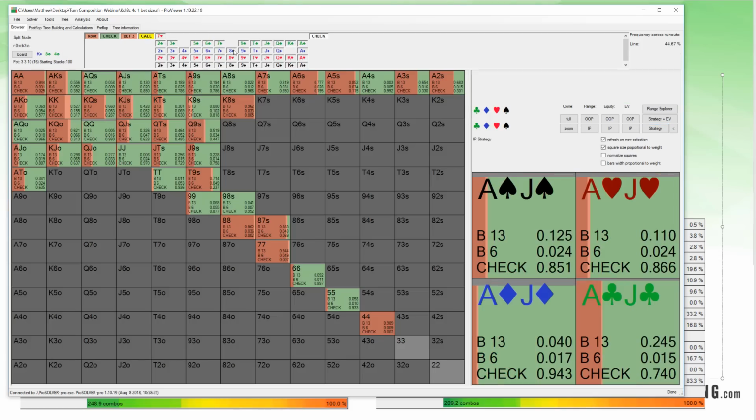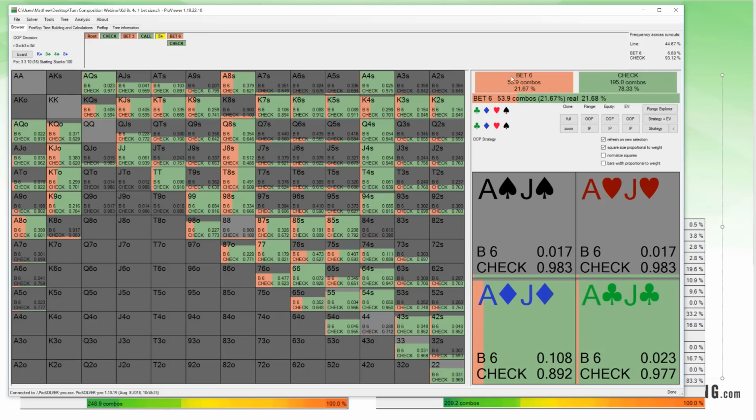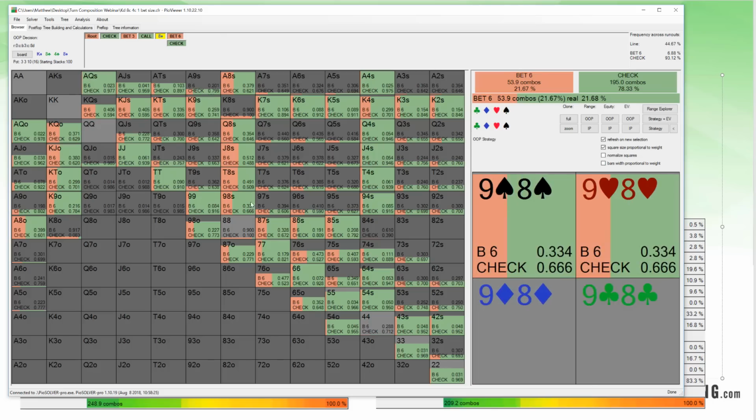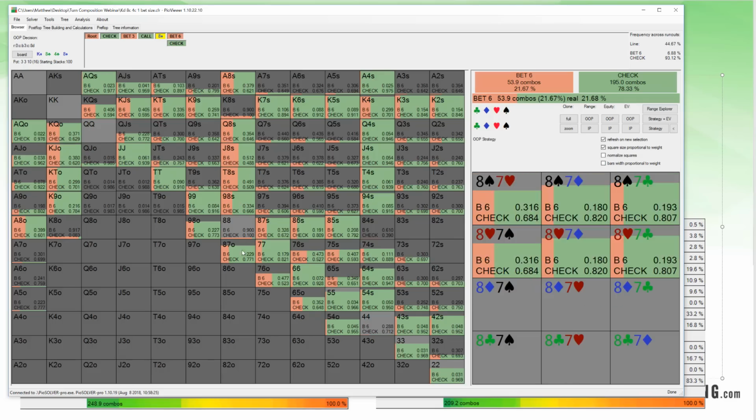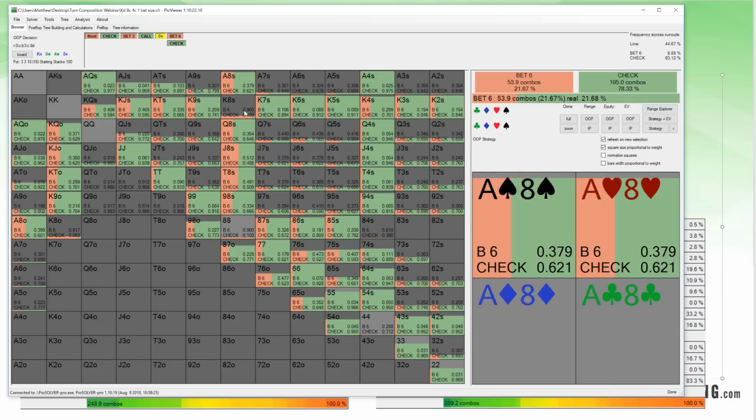Call the 8 of diamonds. And now you can see it's still not a huge leading range, but he has a 22% leading range here. And he's leading a lot of 8s. He's mixing between checking and betting, but a lot of these 8s are starting to mix now, and then it's between bet and check.